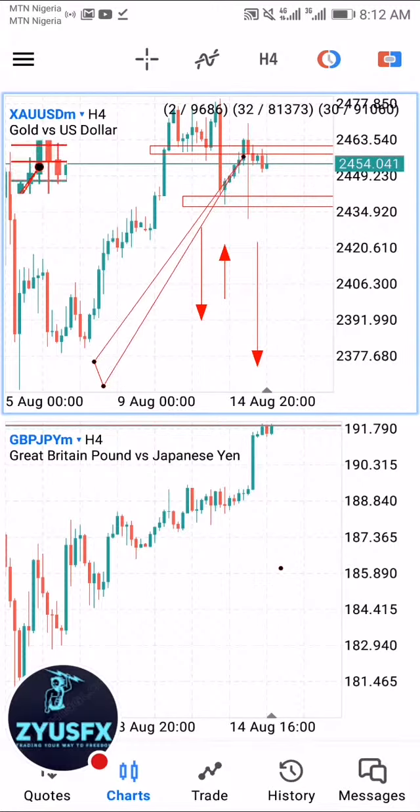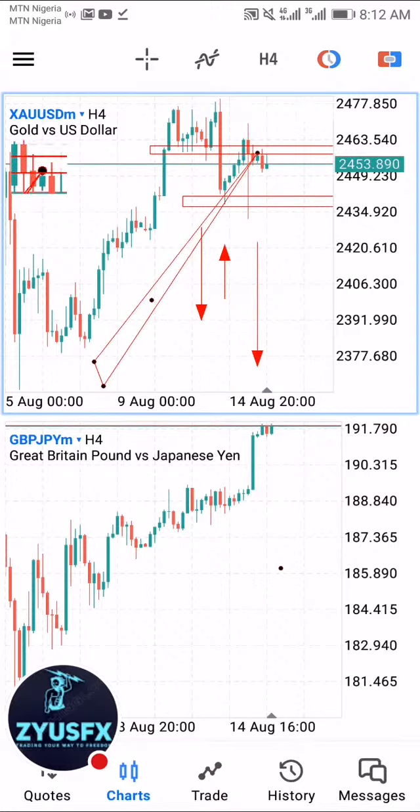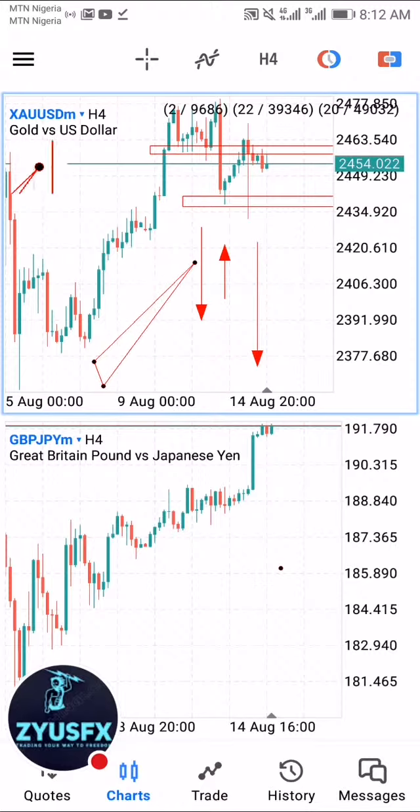Some people identify this as liquidity, collecting demands, and the rest. Everyone has their own perspective. Trading is trading. Just understand the basic principle. It doesn't matter what you call it. Once you identify the principle, you are good to go.